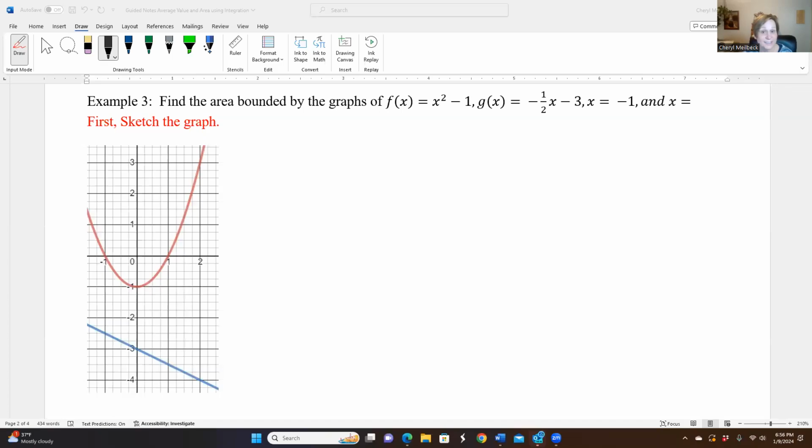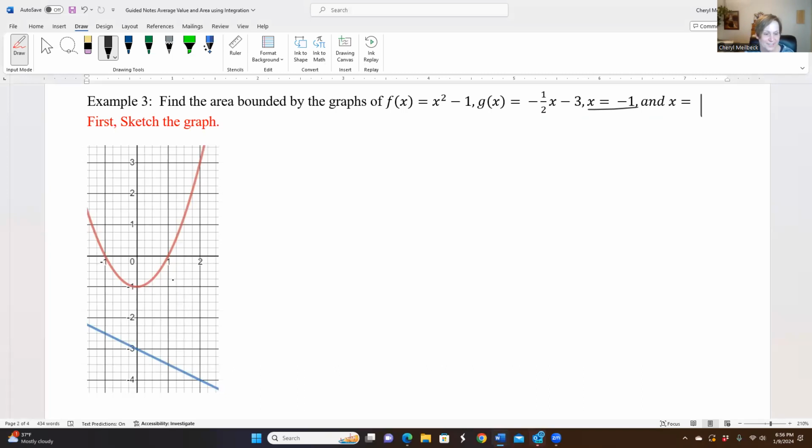In this video, we are going to continue our notes on lesson 3.6 as we look at example 3. Again, we will be looking at the area between two curves here. We can see in example 3, it says find the area bounded by the graphs of f of x equals x squared minus 1 and g of x equals negative 1/2 x minus 3, and x equals negative 1 and x equals, it's not there. Let's go with 1.